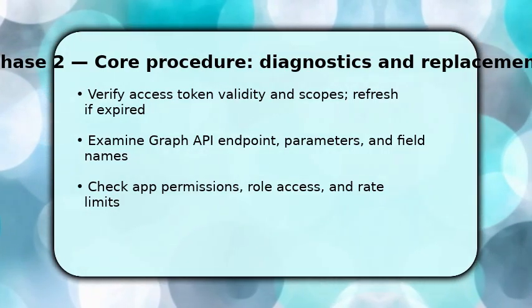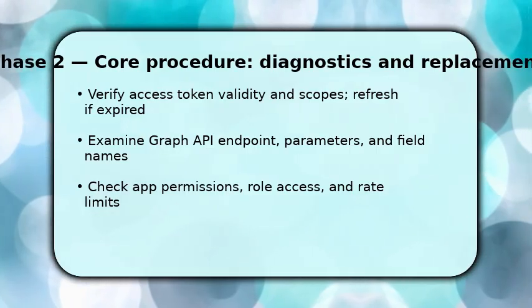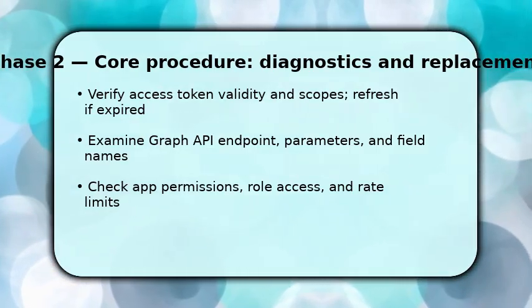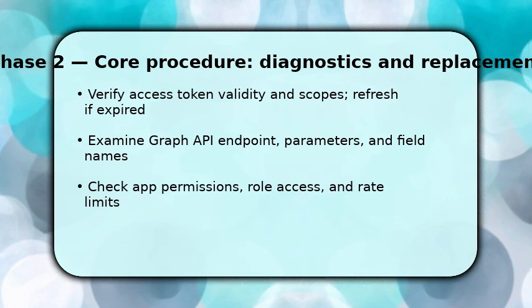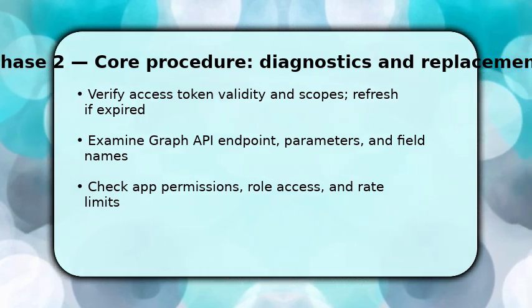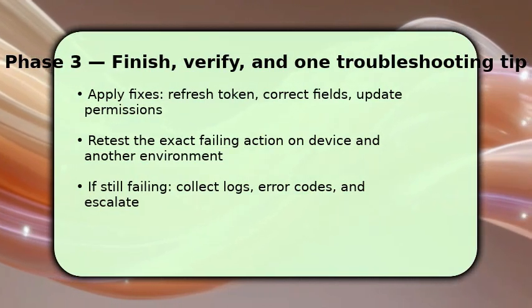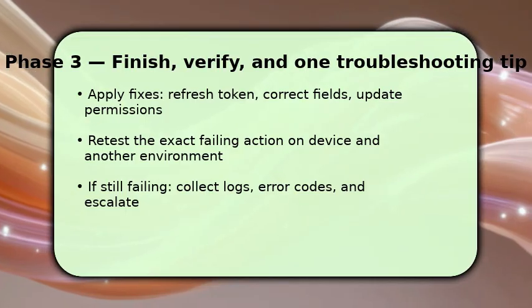Also confirm your app's role and granted permissions. Rate limits or suspended permissions often explain intermittent failures. Once verified, adjust token or query accordingly. Apply the chosen fix. Refresh or exchange the access token, correct field names, or request missing permissions.